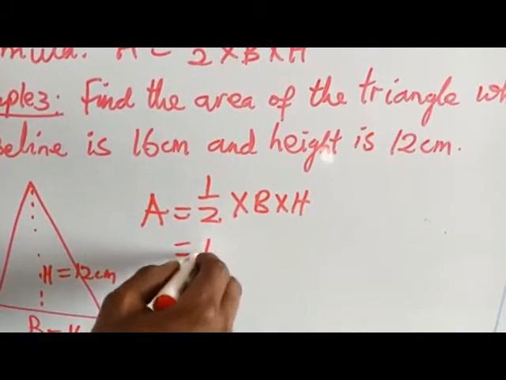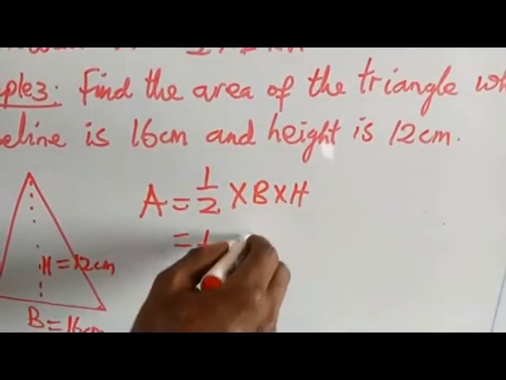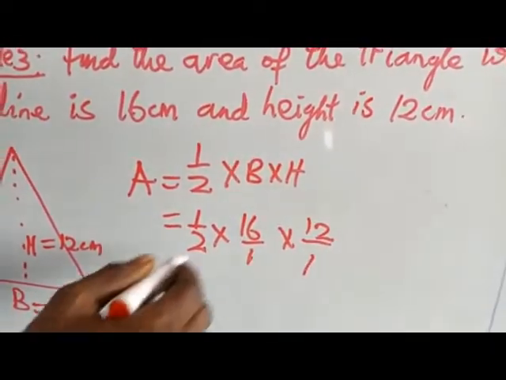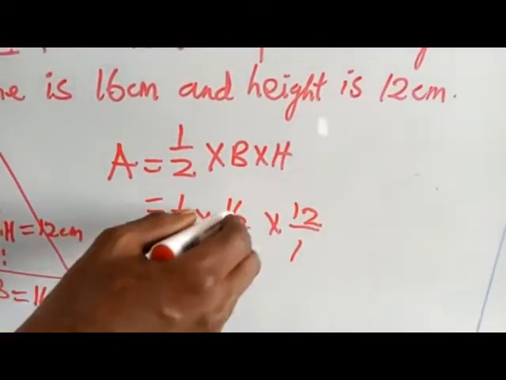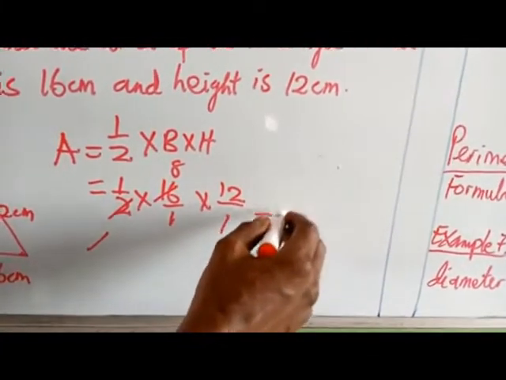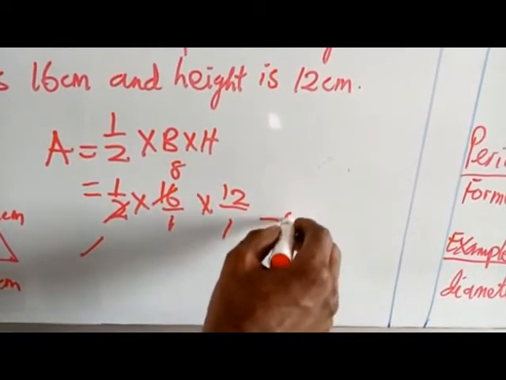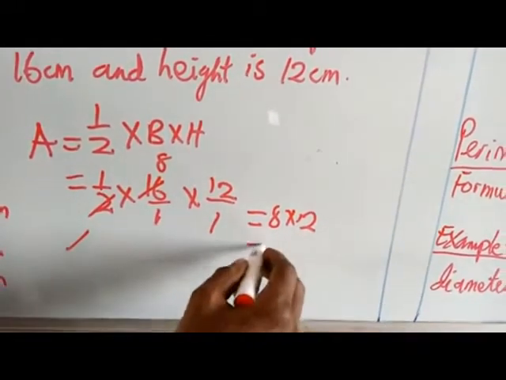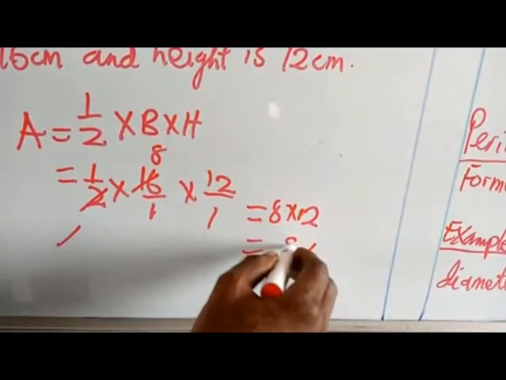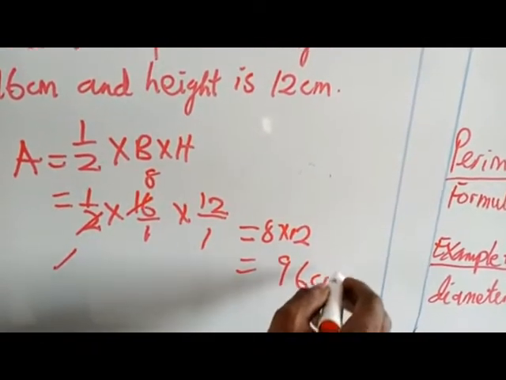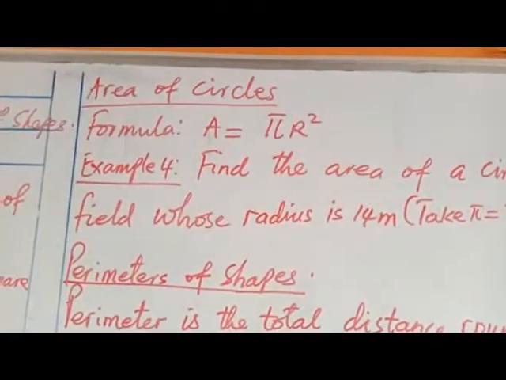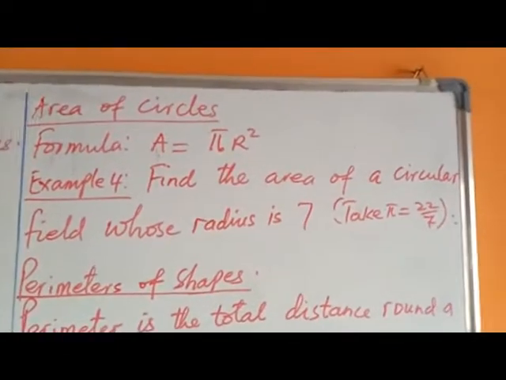So this equals 1 over 2 times the baseline, which is 16 over 1, times 12, which is the height, over 1. So we cancel this. 2 goes into 2, 1, 2 goes into 16, 8. So when you multiply this, you have 8 times 12. So when we multiply 8 times 2 is 16, carry 1, 8 times 1 is 8 plus 1, 9. So you have 9 centimeter square. So that is the area of this triangle. Hope that is understood.